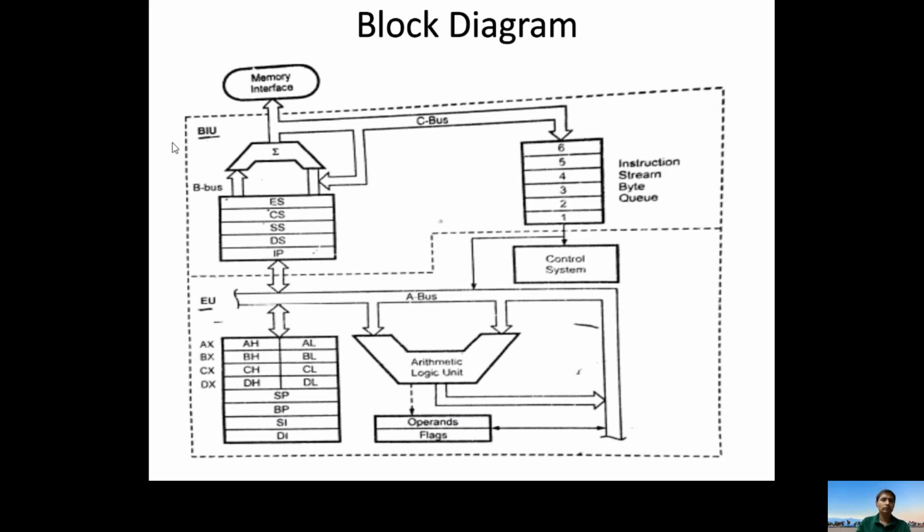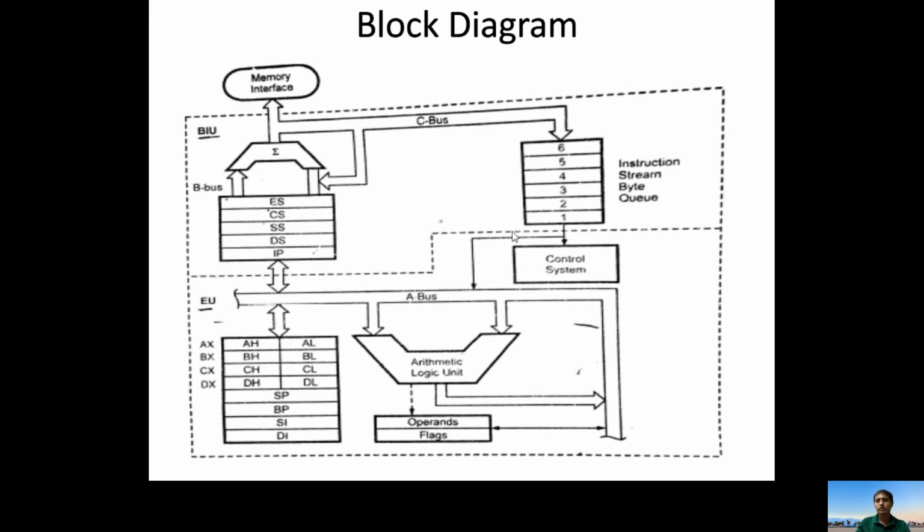Coming to BIU operation, the main role of the BIU is fetching, meaning reading. It reads the instructions from external memory or IO device, and after fetching, those instructions are stored in the 6-byte instruction queue. The queue follows the FIFO principle, first in, first out. For example, the BIU fetches the first instruction and it is loaded in position 1, then the next instruction in position 2, position 3, position 4, up to position 6.